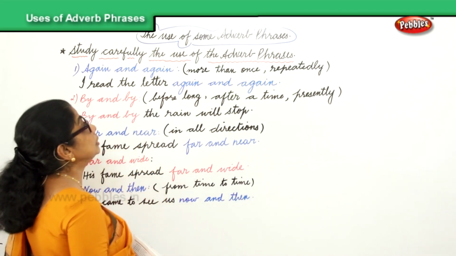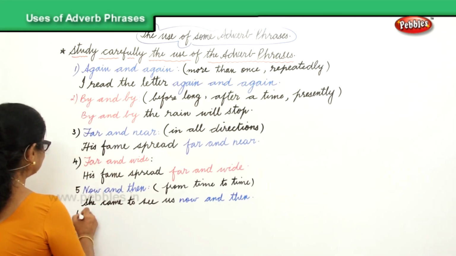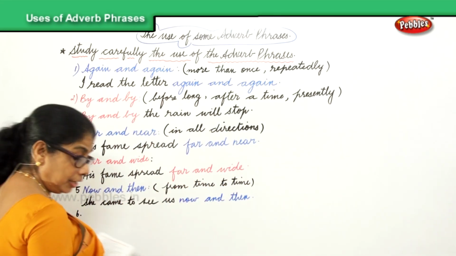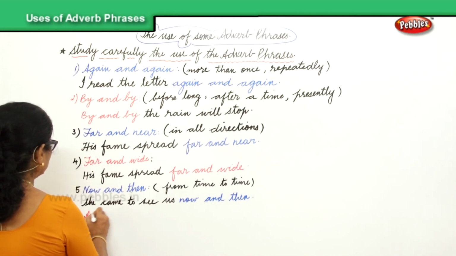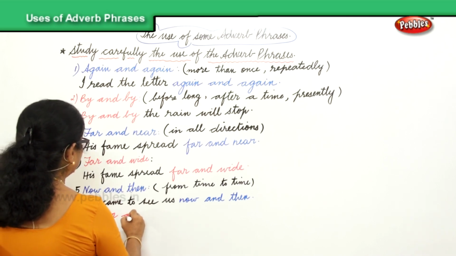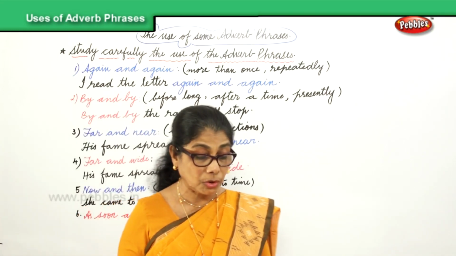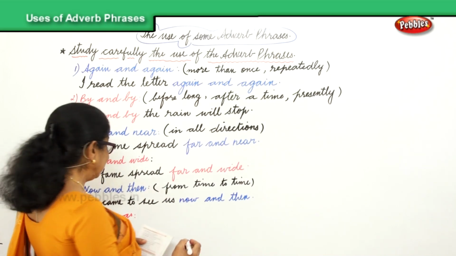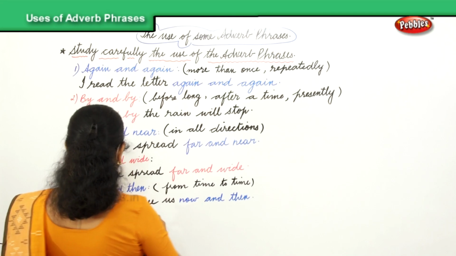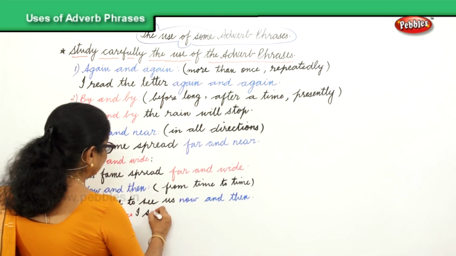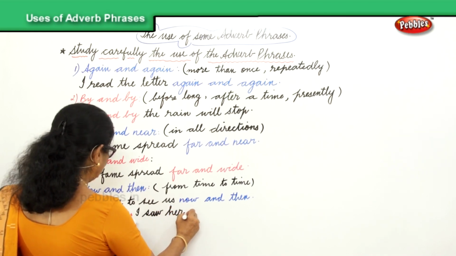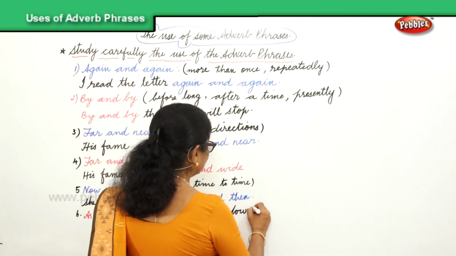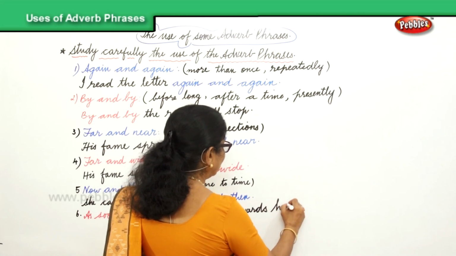We are learning the correct usage of adverb phrases. Okay? Next, we have another phrase here, as soon as. Another adverb phrase. When you say as soon as, you mean quickly. As soon as I saw her, I ran towards her. So let's look at the sentence. As soon as I saw her, I ran towards her.